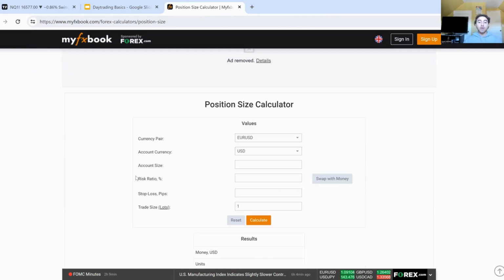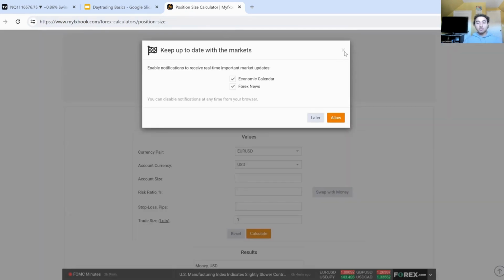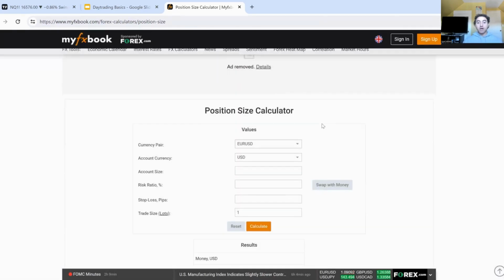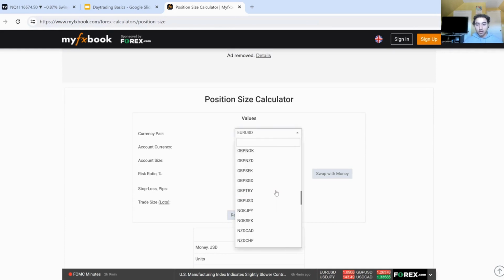This is one of the best risk management calculators. Honestly, guys, if you're trading forex, just use this. This is all you need to manage your risk properly, and I'm going to go over how you actually do that. So let's say we're trading EUR/USD. Well, first of all, you'd select the pair, right? Let's say we're trading GBP/USD.